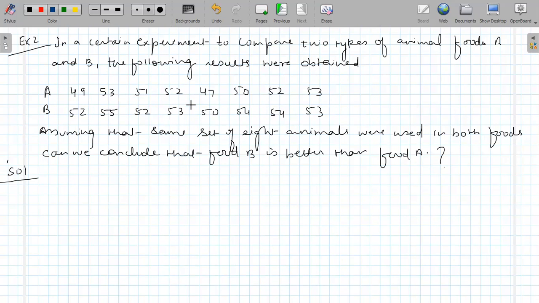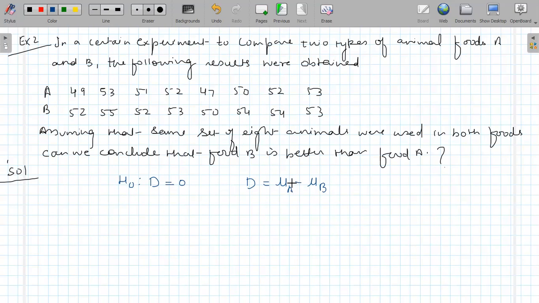and here we set null hypothesis first of all, that we set here that the difference D, the difference in mean weight obtained from food A is equal to the mean weight obtained from food B, and that is 0. The difference is 0. There is no difference.